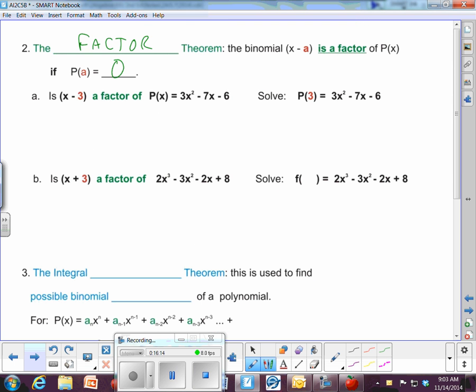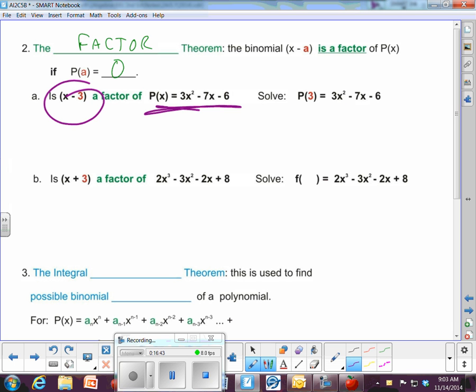The remainder theorem tells us how to find the remainder, and the factor theorem says if the remainder is 0, then it is a factor. We put those two together and we can figure out if something's a factor or not. So then you'll start getting questions like this: is x minus 3 a factor of this?